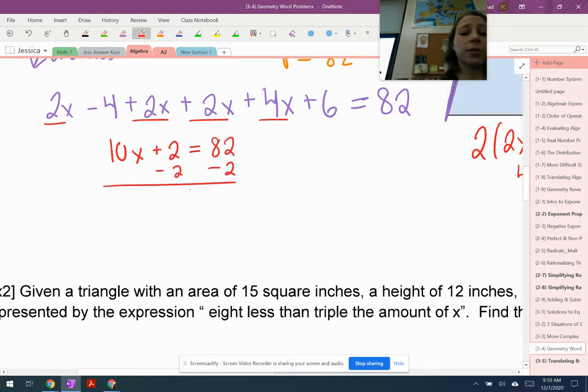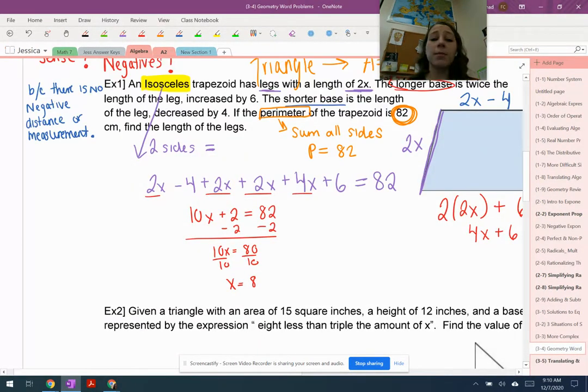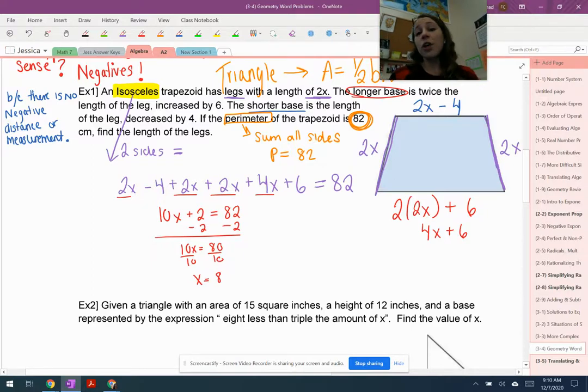Minus 2 to both sides. 10x is equal to 80. Divide by 10. X is equal to 8. And so now this is where rereading the problem comes in handy, because if you stopped here and just left x equals 8 as your answer, you'd be losing points because you didn't officially answer the question.